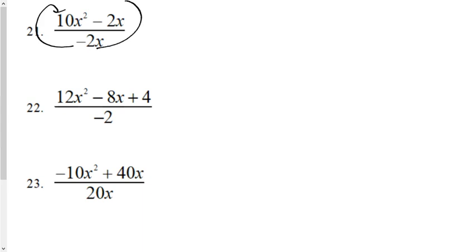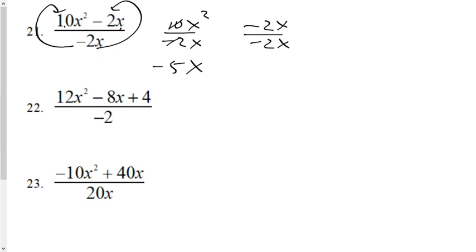Division. 10x divided by -2x, and -2x divided by -2x. Make sure you write down your work because each term is divided by that. 10 divided by -2 is -5. X divided by x, x squared becomes x. And -2x divided by -2x is a +1. So your solution is -5x plus 1.